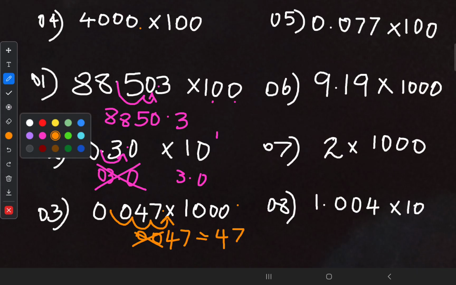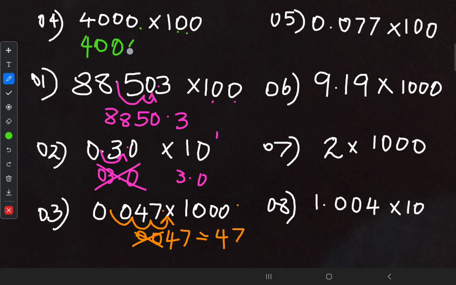Then the fourth question, 4000 multiplied with 100. As I informed you earlier, in a number if there are no decimals, you can conclude the decimal is located at its last. So 10 to the power of 2 means the decimal should move 2 digits. In 4000, the decimal is already at the last. It should move 2 digits, 1 and 2. Our decimal should be here.